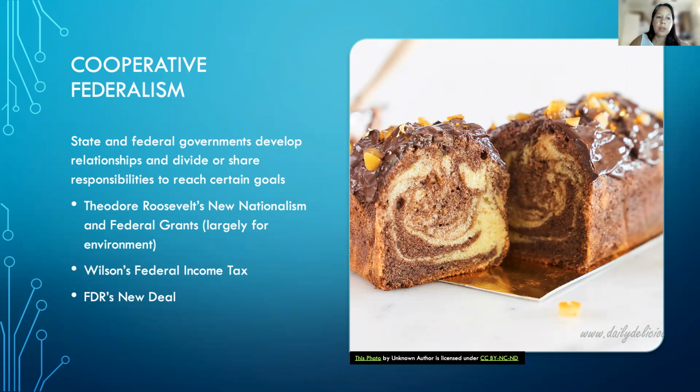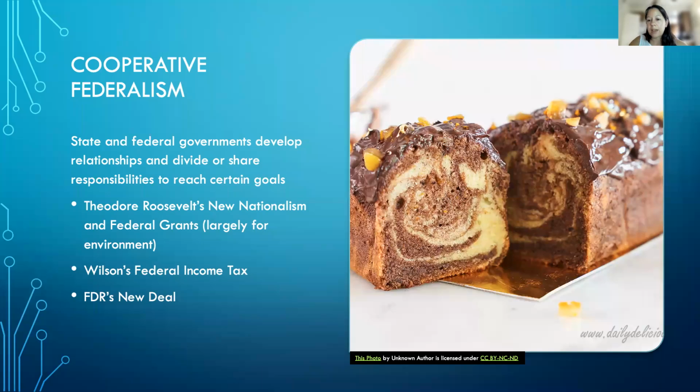This is especially true with Theodore Roosevelt's New Nationalism and the creation of federal grants, largely for the environment at this time, Wilson's federal income tax and FDR's New Deal, where they create funding programs in which they begin to cooperate in order to move forward. However, I want you to note that a lot of this under Theodore Roosevelt, Wilson, and FDR, they still saw the national or the federal government really setting the agenda and then giving grants that kind of force the states to take certain actions.